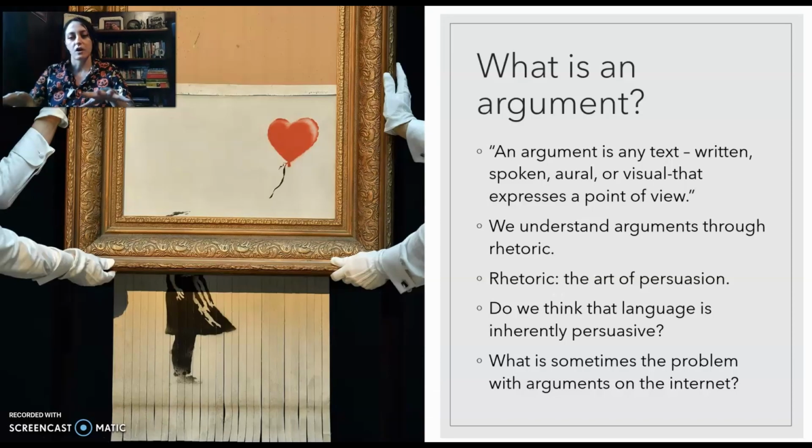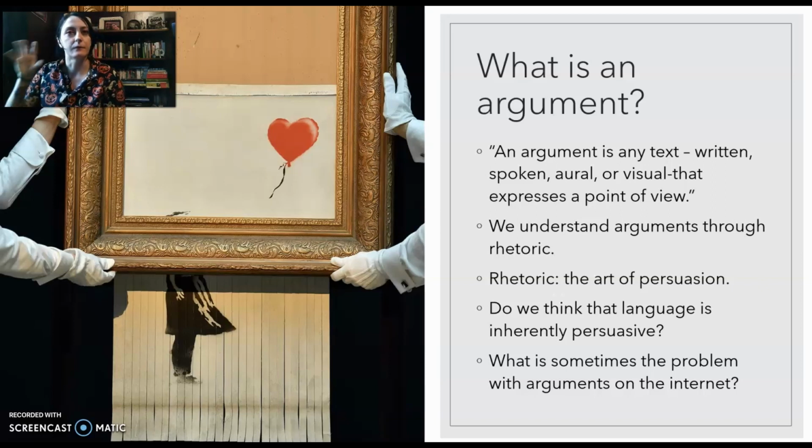So, according to the textbook, an argument is any text that is written, spoken, oral, or visual that expresses a point of view. It's nothing that is hostile, even though it can be hostile, it's nothing that's bad. An argument is literally any text that's written, spoken, oral, or visual that expresses a point of view.